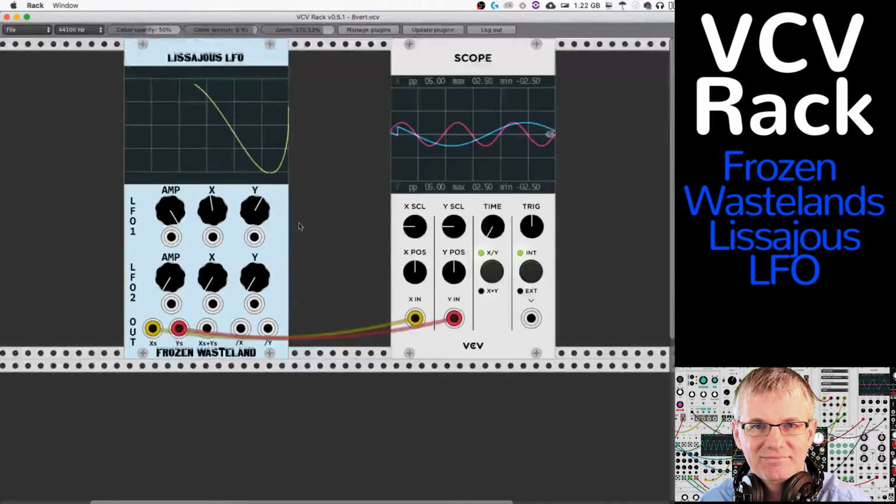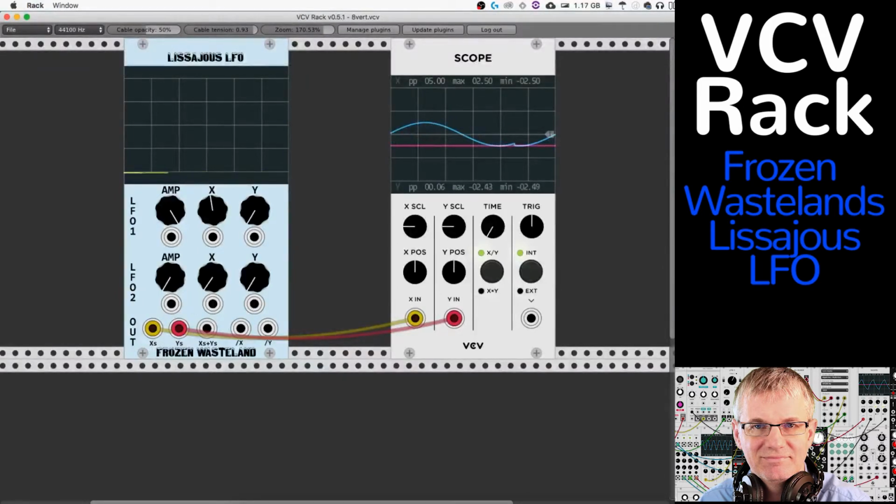This is only LFO1. Let me turn down the Y, so we'll have only our blue line, the X. Okay, so only our blue line. This is only the X of LFO1. But down here in the bottom, where I have my yellow input, it says X's, 2 X's.